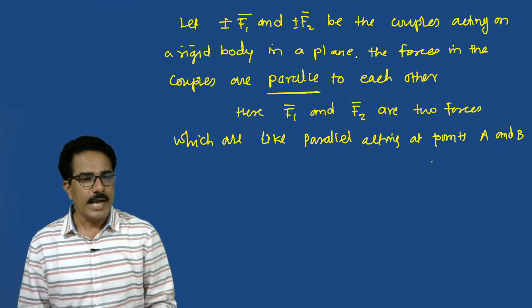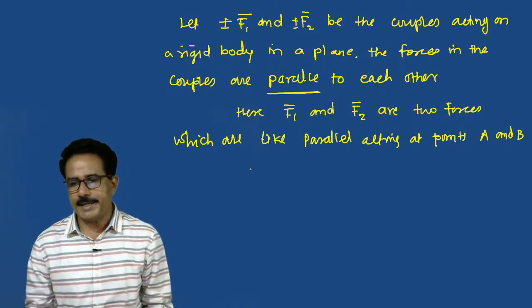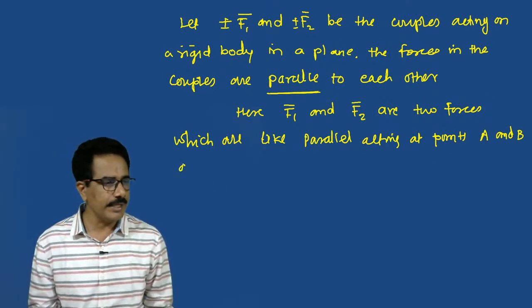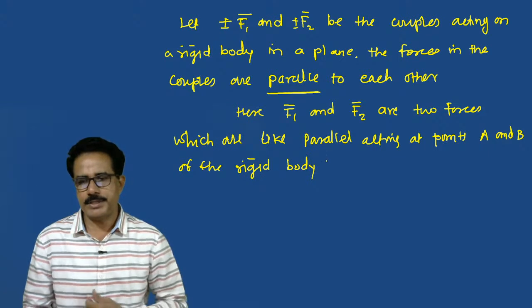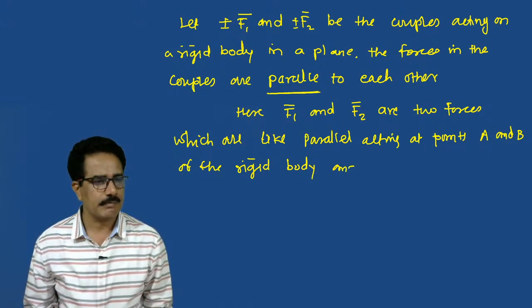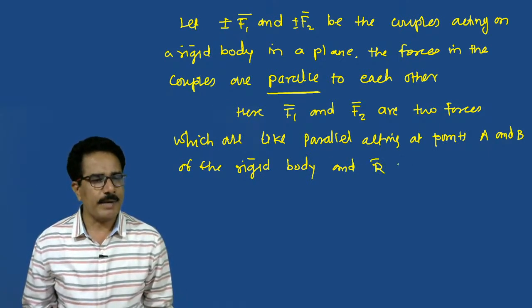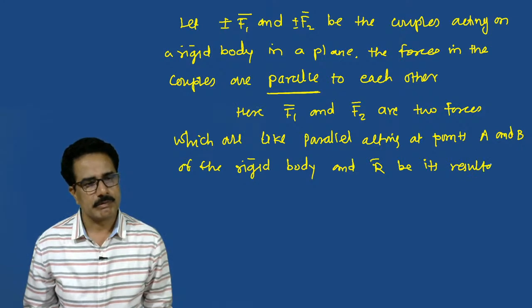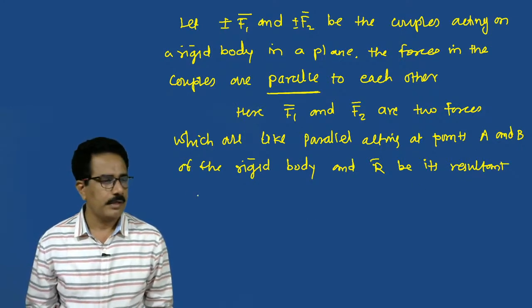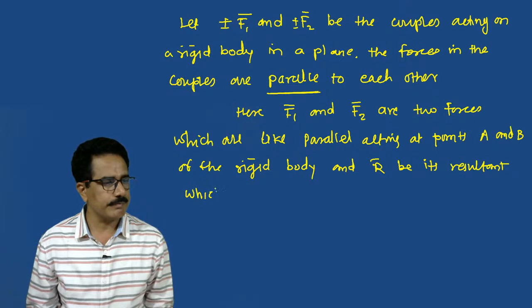Acting at points A and B of the rigid body, and R bar be its resultant, which is at point C.